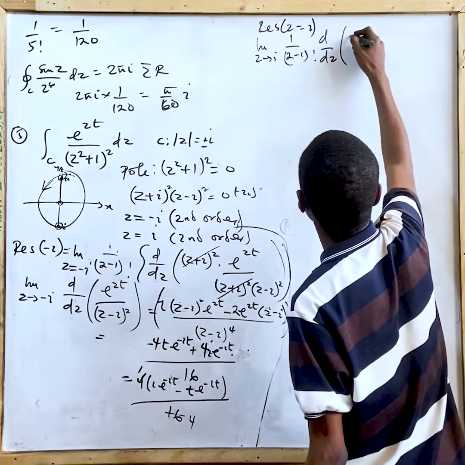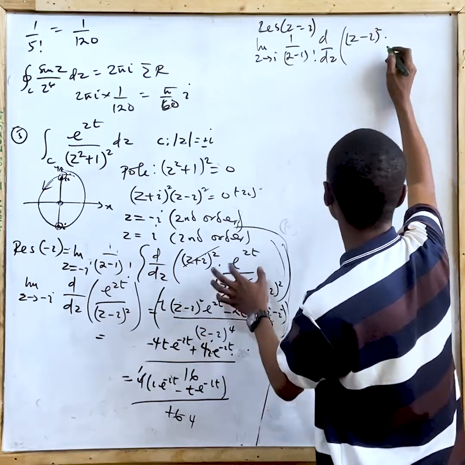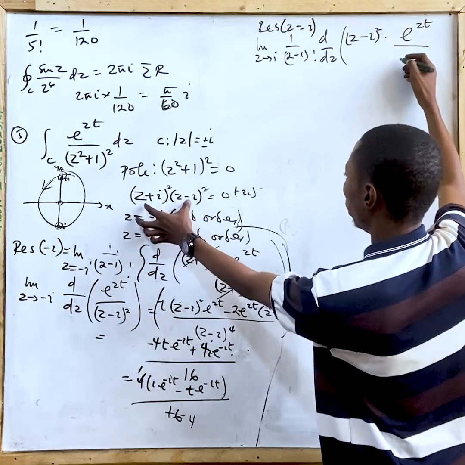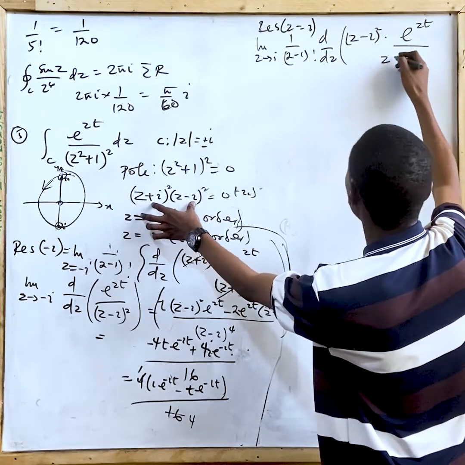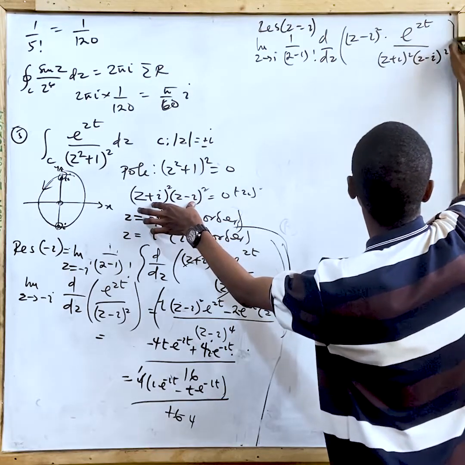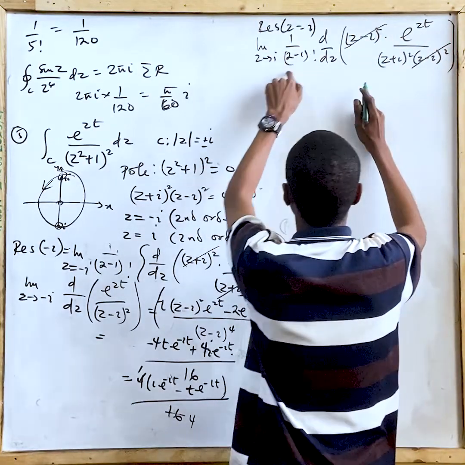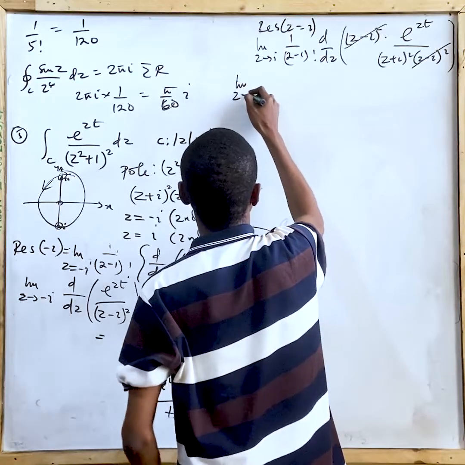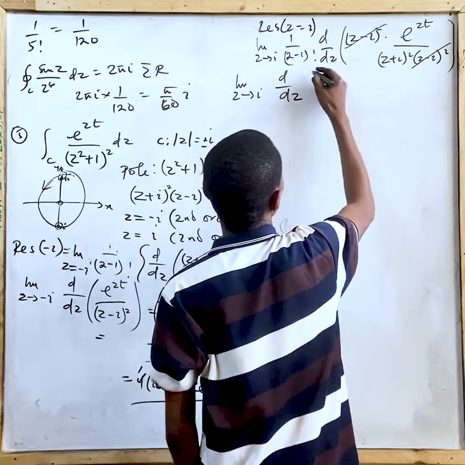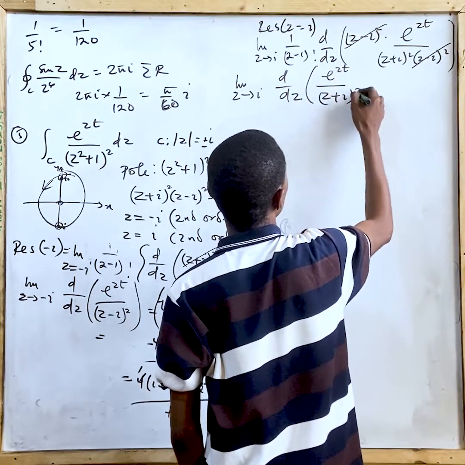If I bring this one to this side, that will be z minus i all squared, that's second order, times f of z. Our f of z is e raised to the power zt divided by z plus i all squared, z minus i all squared. So z minus i will take care of z minus i. 2 minus 1 is 1. We are taking the limit as z approaches i of the derivative with respect to z of e raised to the power zt divided by z plus i all squared.